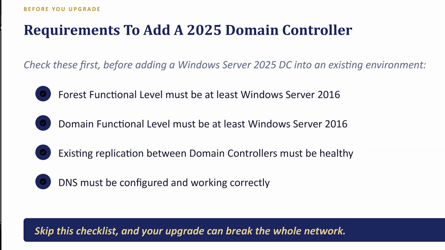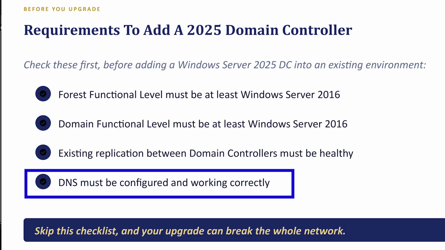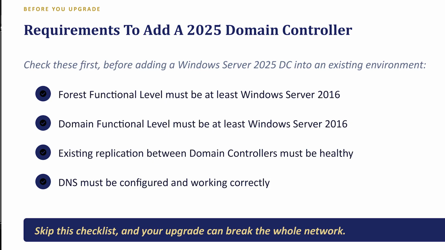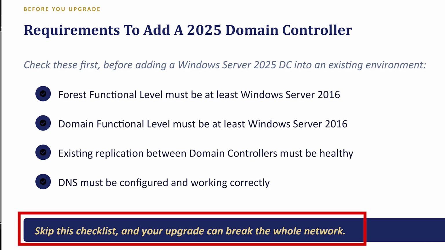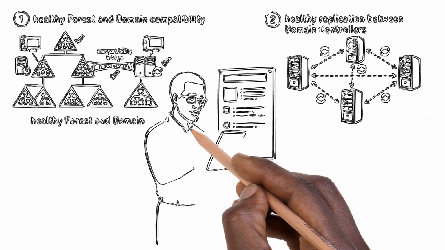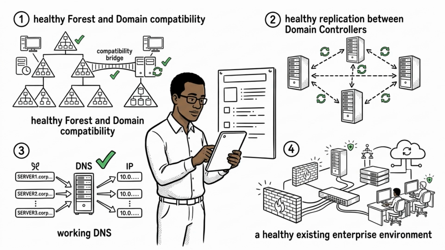Then we have the fourth requirement, which is DNS must be configured and working correctly. We have already learned why DNS is very important. Active Directory depends heavily on DNS. So if DNS isn't working correctly, the upgrade can encounter problems. And in the slides, I give a serious warning that skip this checklist and your upgrade can break the whole network. This is why enterprise system administration requires planning. It's very important. You don't upgrade critical infrastructure simply because a new version exists. No, we don't do that.